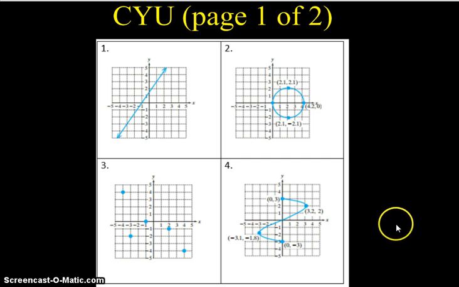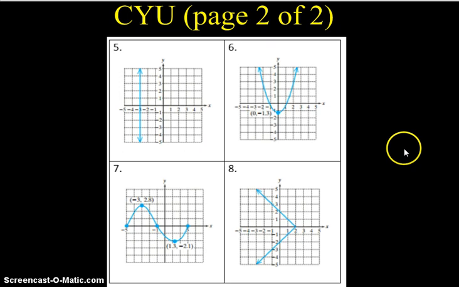There's 8 overall. Here's the first page. We got a line, a circle, some points, and this kind of backwards S looking thing. Maybe it's a Z, I don't know. Page 2, we've got a vertical line, a parabola, looks like a sine wave, and then this kind of bouncy thing here. All right, so 8 overall.